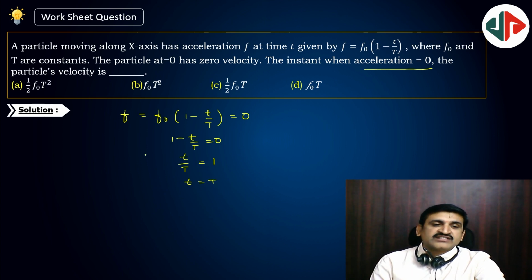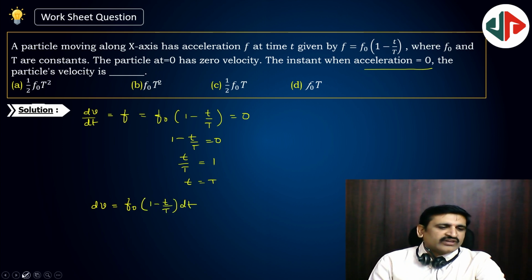He is asking velocity. For that, this is acceleration. Why shouldn't I write acceleration as dv by dt? I can write. So dt you can multiply. So you will have dv is equal to f naught of 1 minus t by T into dt. Now you can integrate for velocity.